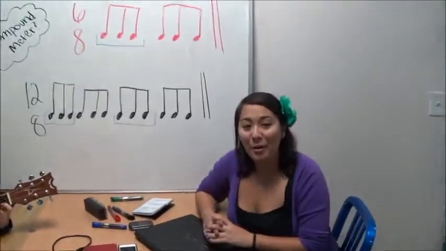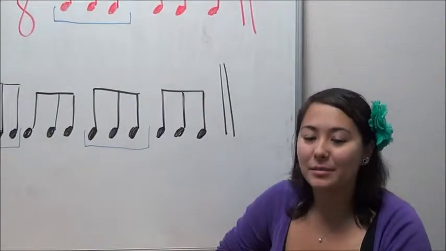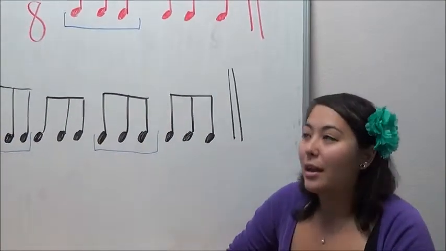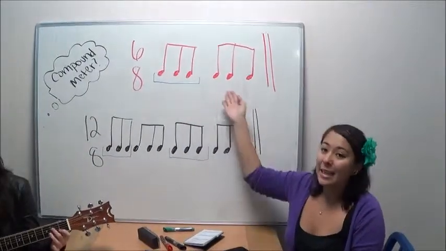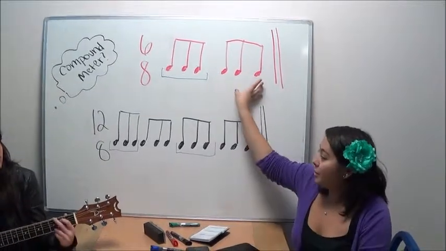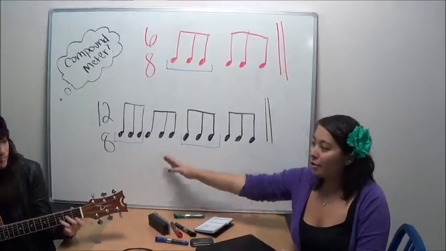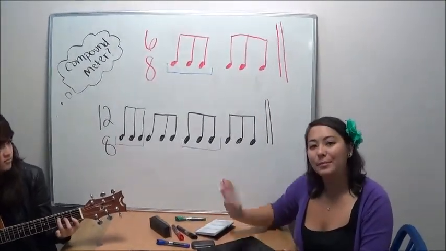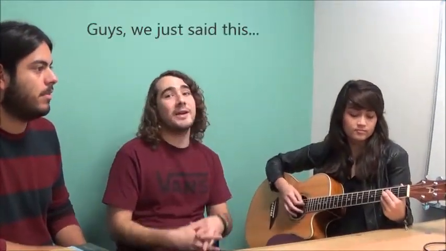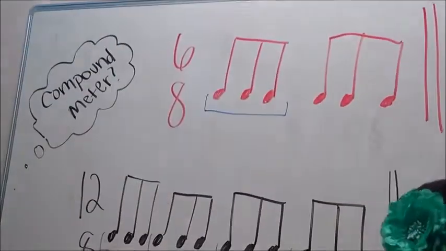And now for compound meter. In compound meter, each beat is divided into groupings of 3. In 6/8, we have six eighth notes in chunks of 3. In 12/8, we have twelve eighth notes in chunks of 3. The beats are divided into groups of 3. Therefore, if we have six eighth notes per measure, such as when we are in 6/8, then we could divide those 6 notes into 2 groupings of 3 notes.